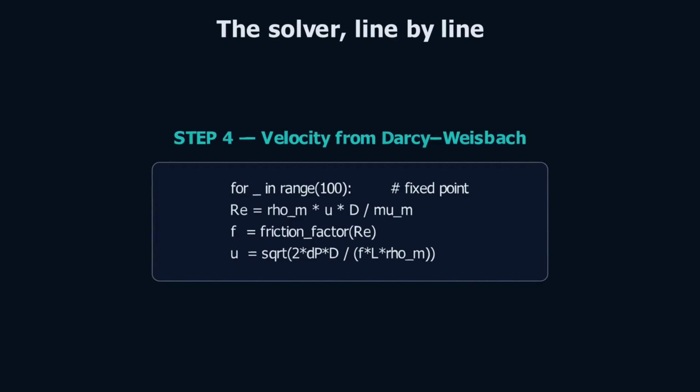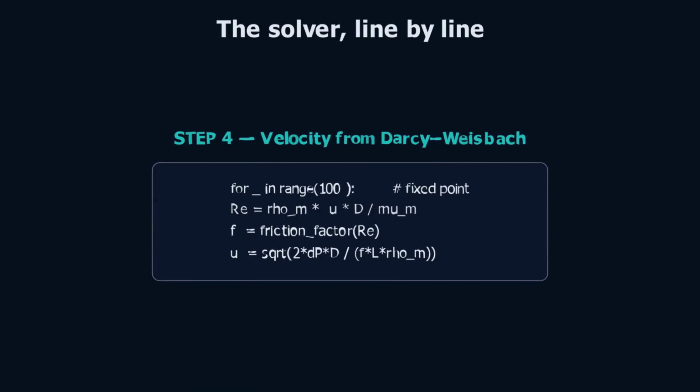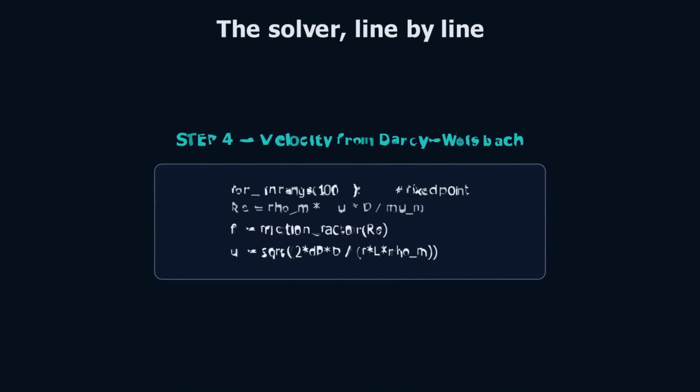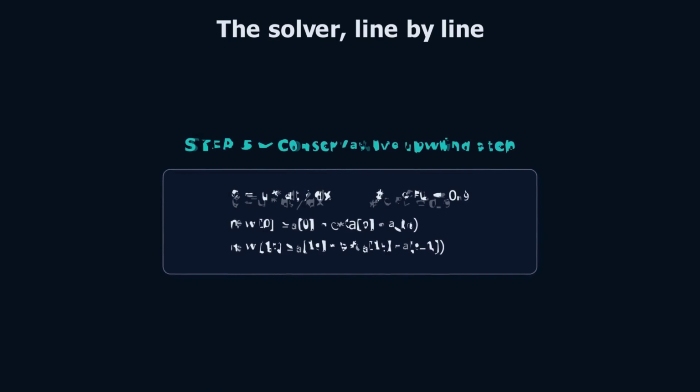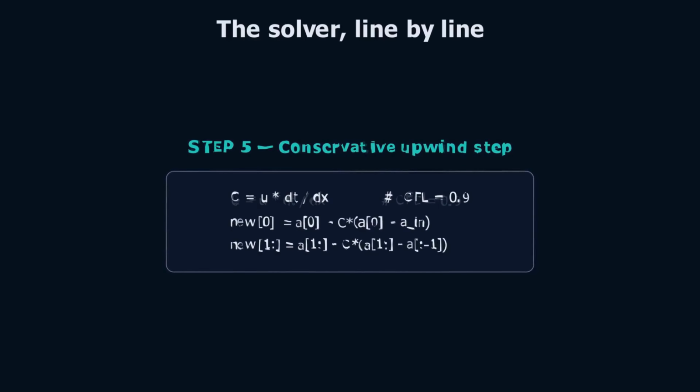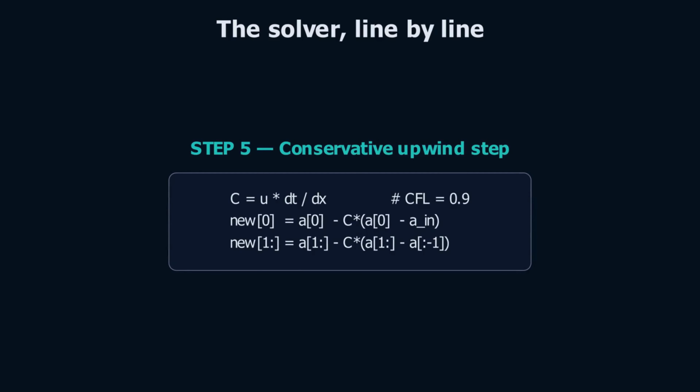It converges in a handful of passes to 1.207 meters per second. Step 5, the conservative upwind update, ghost cell included. These are the exact 3 lines from the previous scene, with NumPy slicing updating all 400 cells at once. This is the entire numerical scheme. No solver library. No hidden machinery.